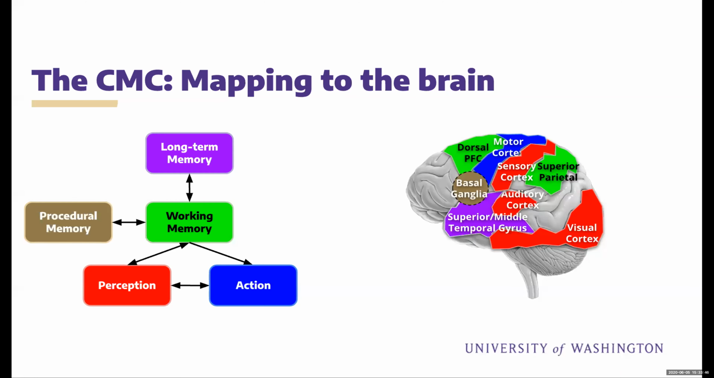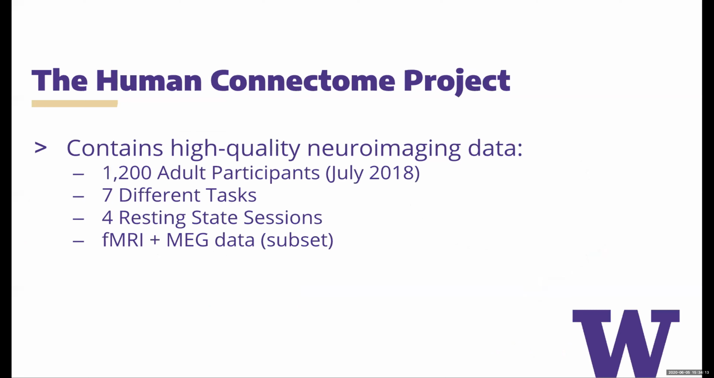So the first step of this process is to map the components of the common model onto corresponding areas of the brain. And these mappings are pretty straightforward. If our model is predicting that there should be activity in the perceptual component, then we should also see activity in the perceptual areas of the brain. And from here, that tells us where to look in the brain.